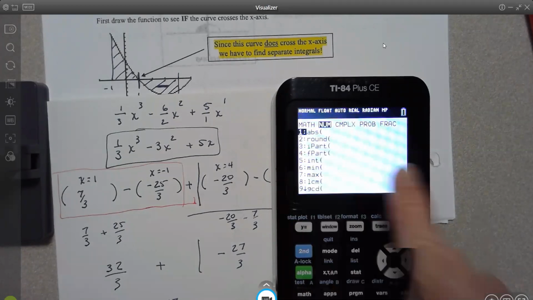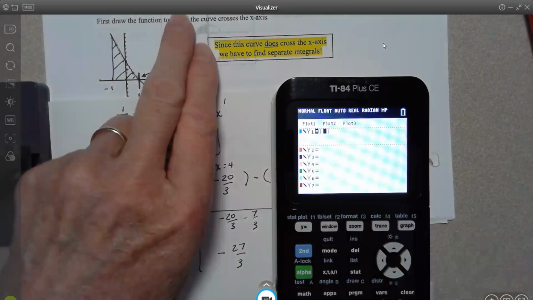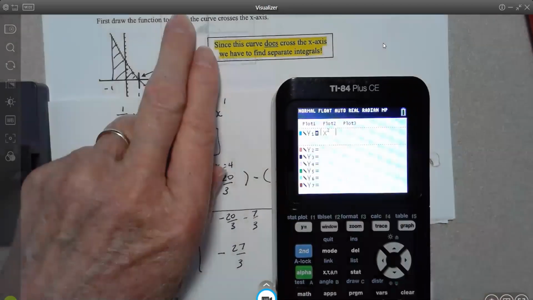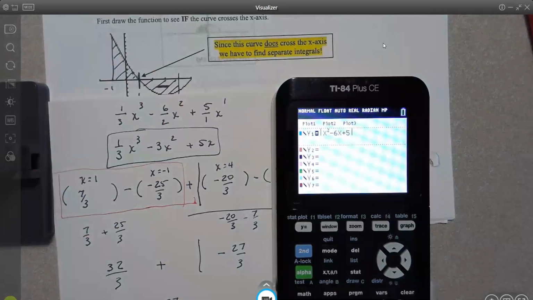Okay. I'm going to type this in. And Derek, all you have to do is put a parentheses at the end. So is everybody all right so far? Yes.